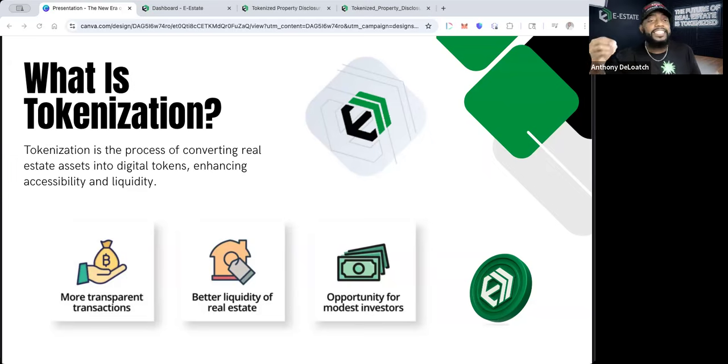There are tokens that represent your share of ownership that can move on the blockchain. There are smart contracts that can be programmed so that you create a permissionless environment. I don't have to get permission from anybody else to participate or to get paid. How many of you like permissionless profits? If you want some permissionless profits, let me see the hearts and hundreds. Permissionless profits.